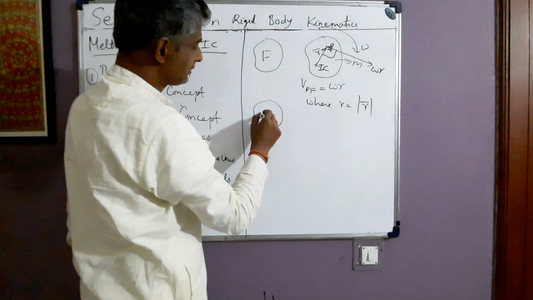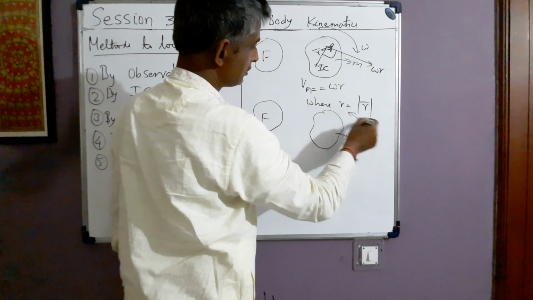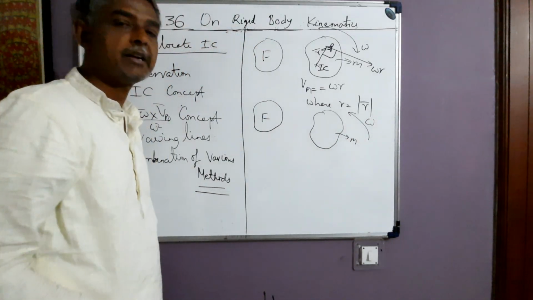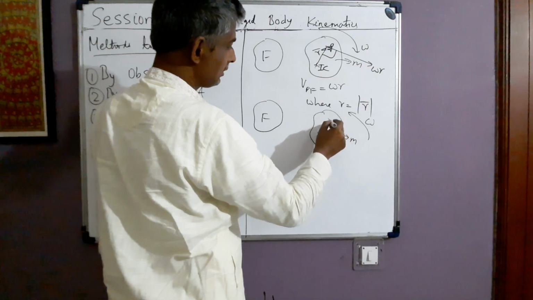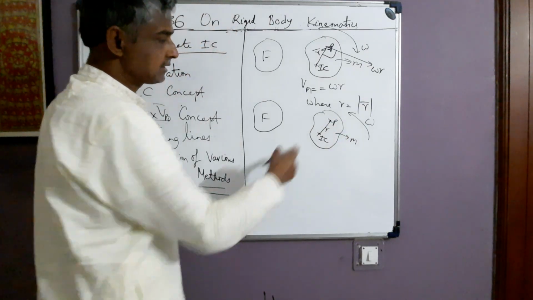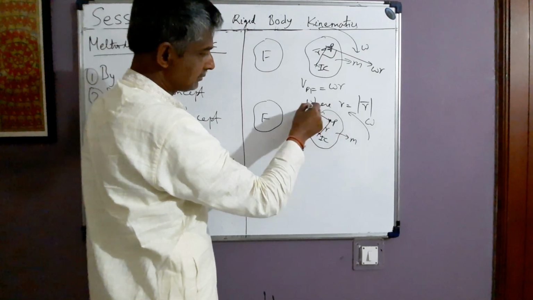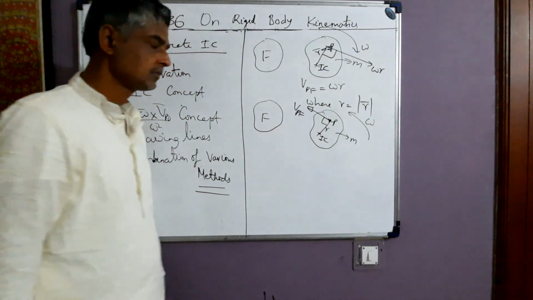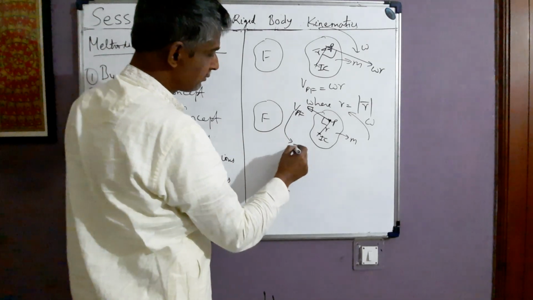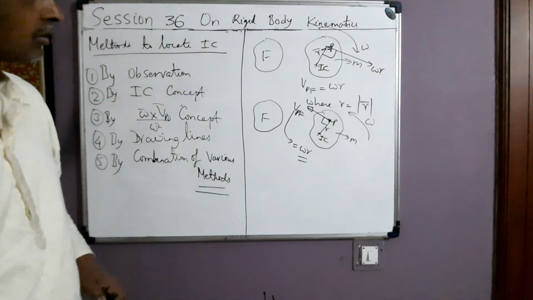For example, if this is F and this is M, suppose the sense of rotation of M with respect to F is omega anti-clockwise. This is the IC, this is P, this is R. In this case, V_PF will be omega R, normal to this line in this direction, like this. And the value of V_PF will be omega R. So this is the IC concept.